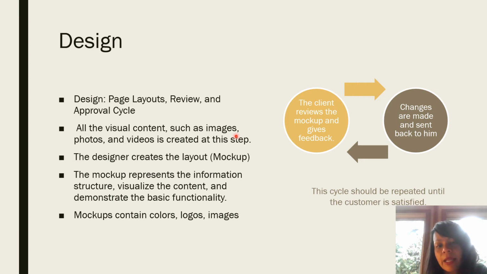The designer creates the layout, okay? And this is called the mockup. And this is where you add the colors, the background pictures, the beautiful fonts, all the fancy stuff, all the icing on the cake, right? Where you start making the site look pretty. And this is not done in HTML or CSS. This is done in Photoshop or some other image editing software where you're not coding anything yet. You're just showing the client what you intend on making the web pages look like. So the mockup represents information structure, visualizes the content, and can also demonstrate basic functionality. Mockups can contain colors, logos, images, and so on.